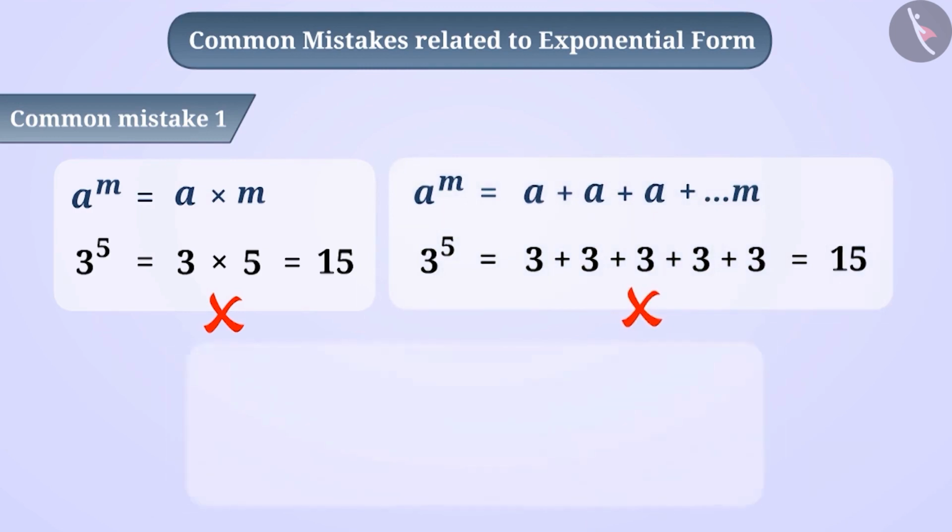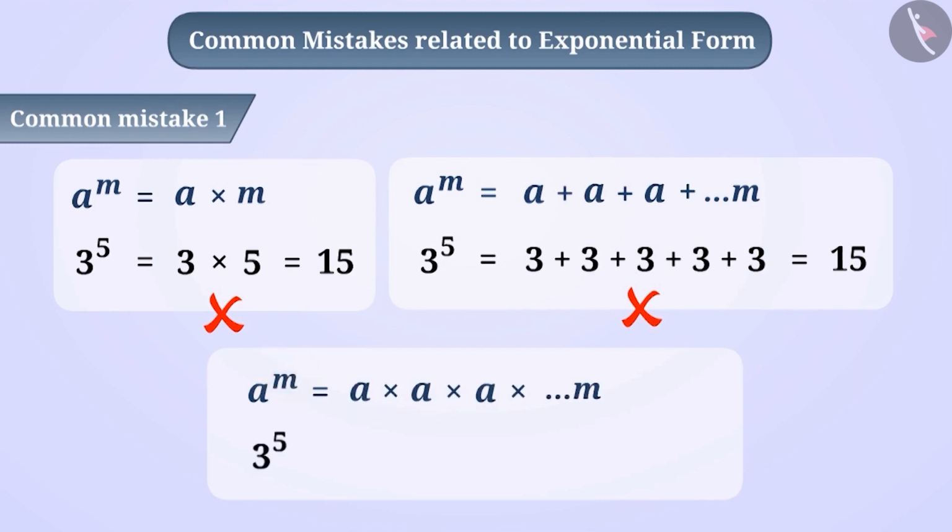The correct understanding is that if you have to calculate the value of a number from its exponential form, then we multiply the base with itself for as many times as the exponent is. Like here we multiply 3 with itself 5 times so that we get the value of the number as 243.